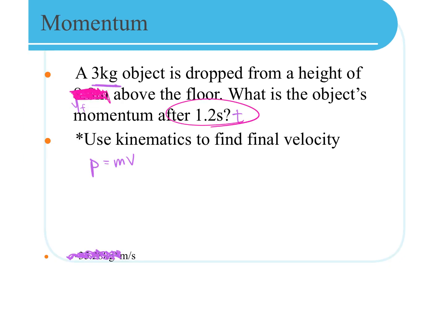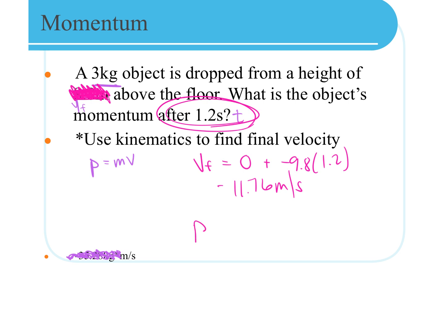So based on the problem you guys have on your sheet, it's only the time, not the height. Okay, so now let's say velocity final is 0 plus a times 1.2. And I get negative 11.76. Okay, there we go. Sorry about that. Momentum equals mass times 11.76. And I get about negative 35.3 kilograms meters per second.